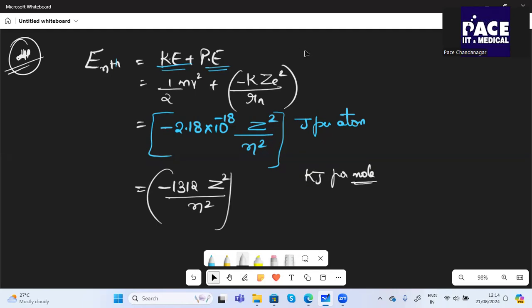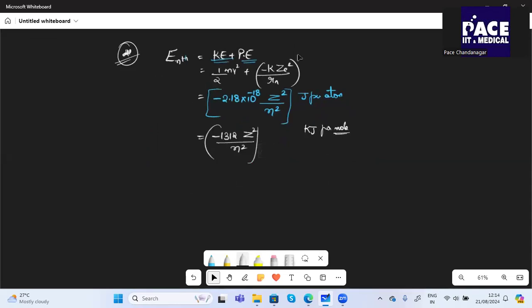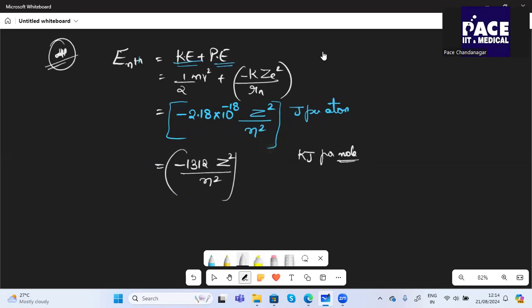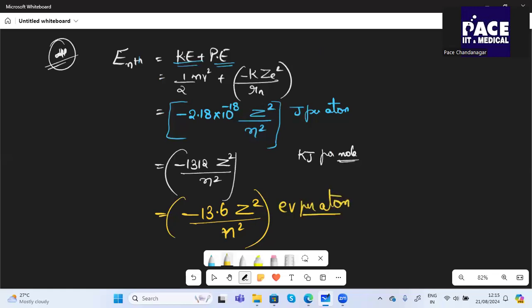So these are a couple of things for energy. We also have one more thing, the energy in electron volts. Energy is given in electron volts per atom as minus 13.6 z square by n square. If you observe, z square by n square is common everywhere. In case you want per mole, multiply by Avogadro number. This is 1, 2 and 3, all of which is energy in the nth orbit. Obviously it is the energy of the electron in the nth orbit.